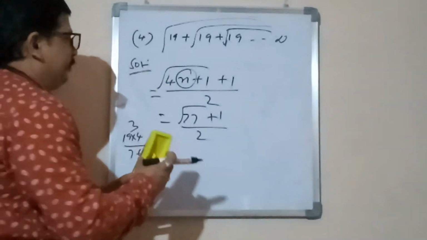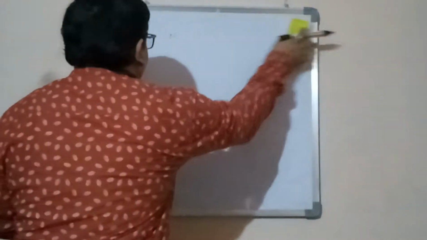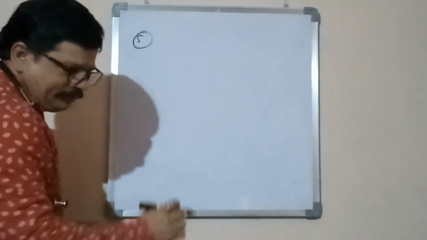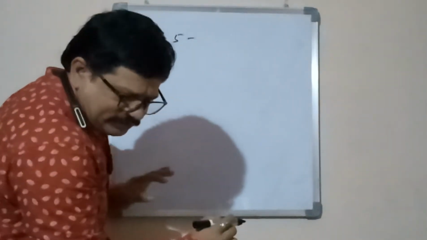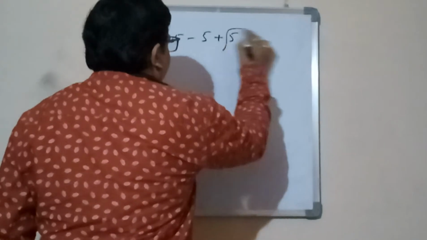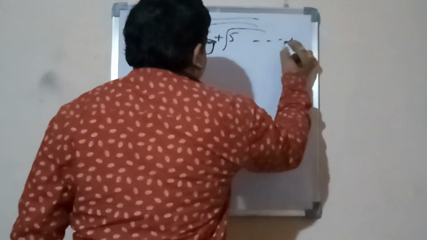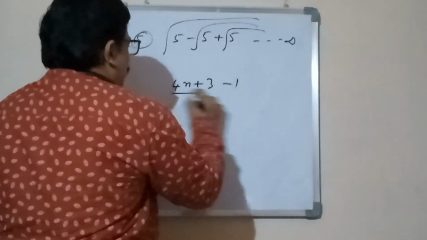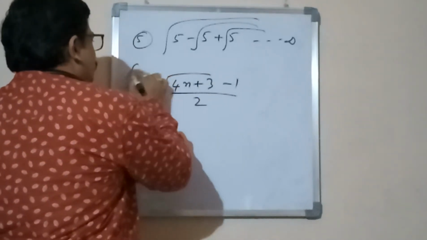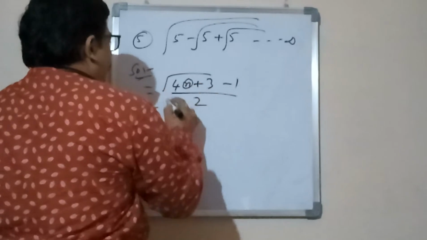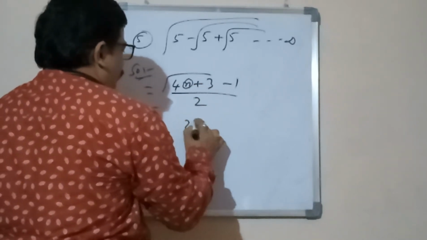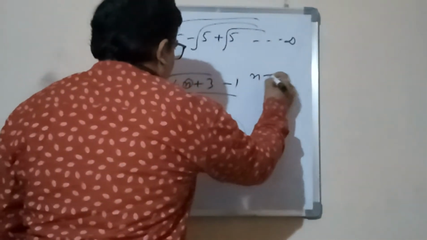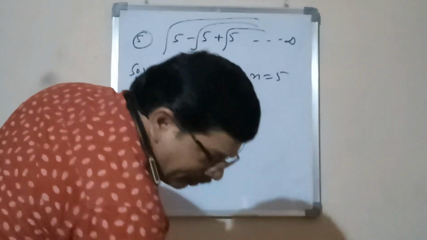Next, one more bit. Fifth bit. Root 5 minus 5 plus 5, this type of root. How to identify it: the formula is 4n plus 3 minus 1 by 2. You substitute n equals 5, 4 fives are 20, plus 3 is 23, 23 by 2 minus 1, this is the actual answer. Here n equals 5. Just substitute the value.